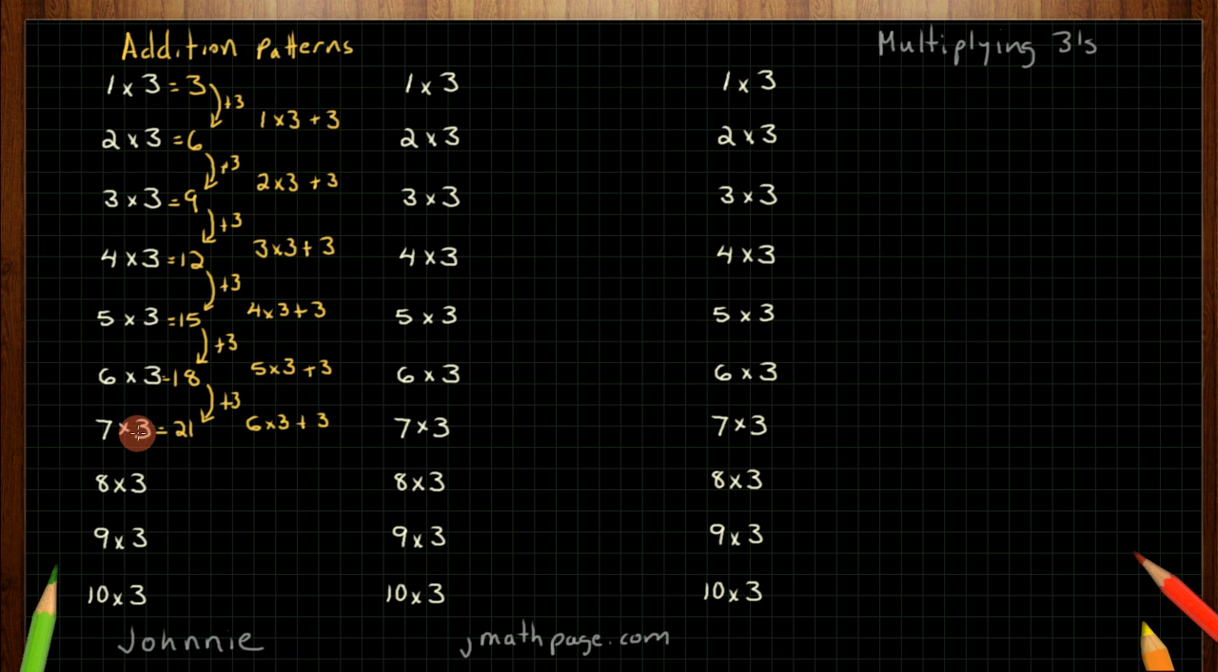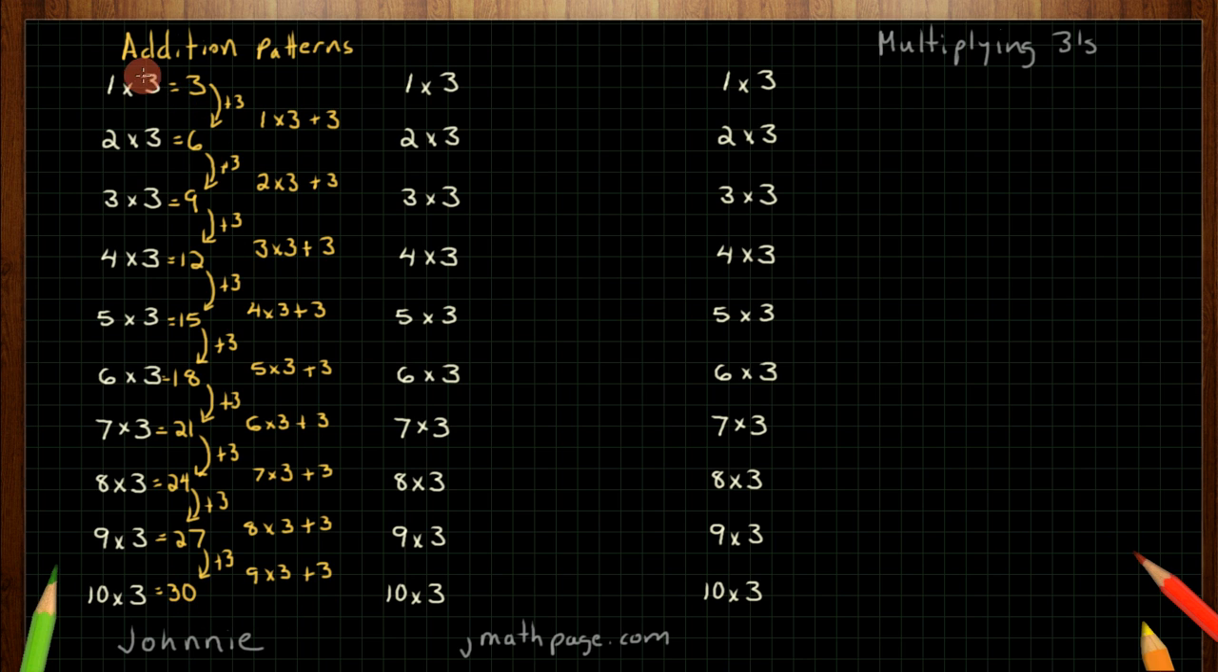8 times 3 is the same as 7 times 3 and 3 more. Okay, so 21 and 3 more gives us 24. 9 times 3 is the same as 8 times 3 plus 3. You see the pattern? 8 times 3 equals 24. To have 9 times 3, we need our 3 more. 24 and 3 more gives us 27. 10 times 3 is the same as 9 times 3 and 3 more. So let's go ahead and add our 3 more. 27 and 3 more gives us 30.